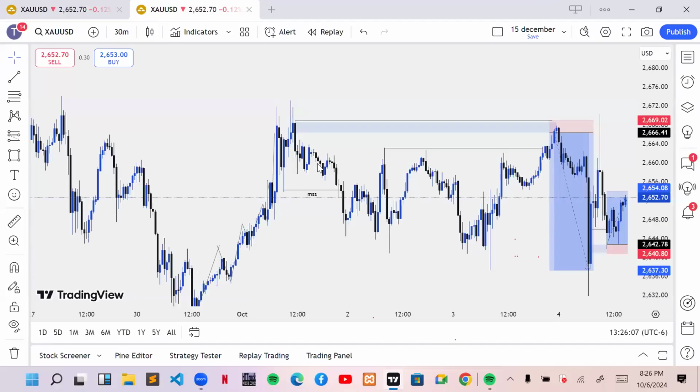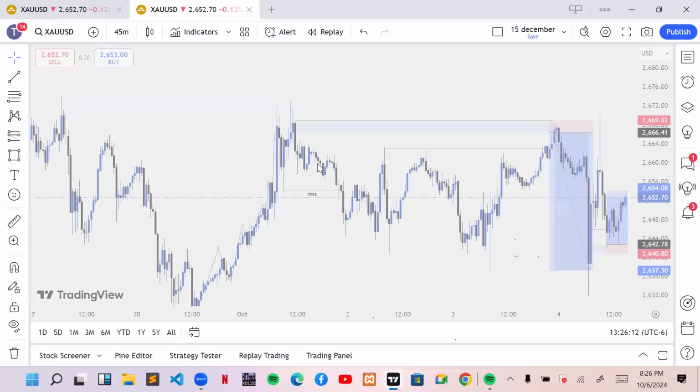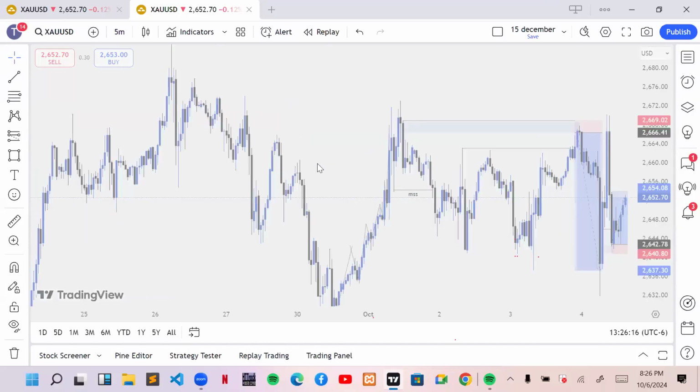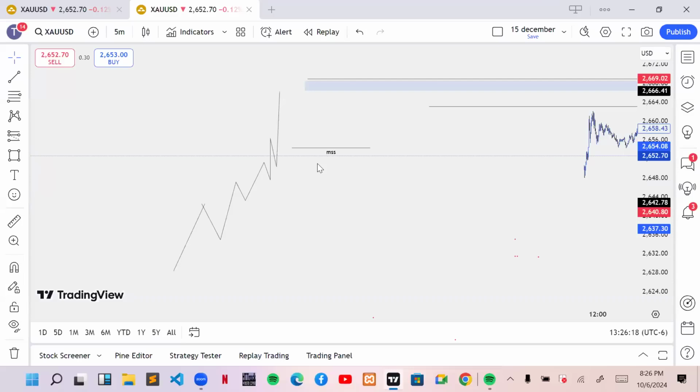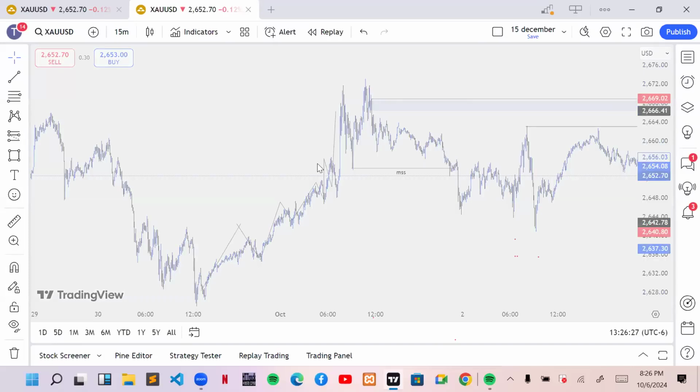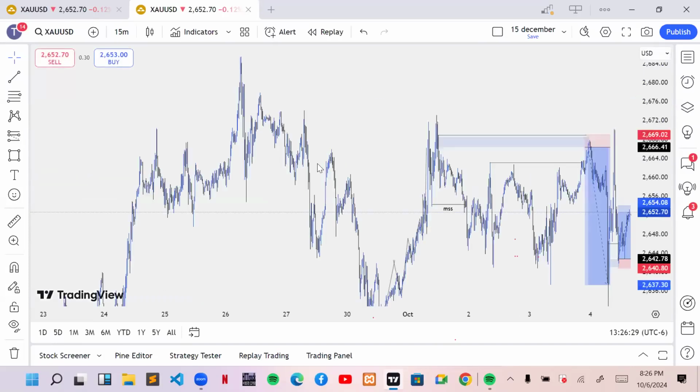For example, there was a market structure shift on 30 minutes. If I go to 45 minutes, it's still a market structure shift. If I go to 5 minutes, it's still a market structure shift. Structure is structure. 10 minutes, the same thing. 15 minutes, the same thing. You just have to identify structure, regardless of time frames.